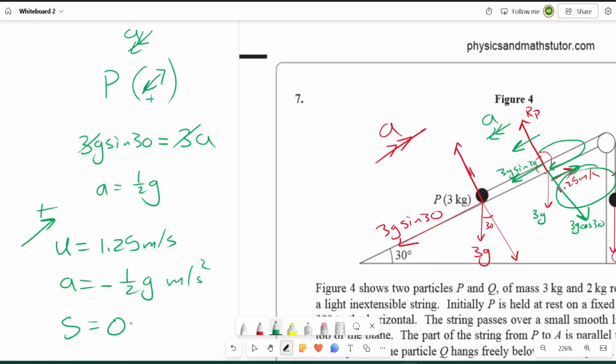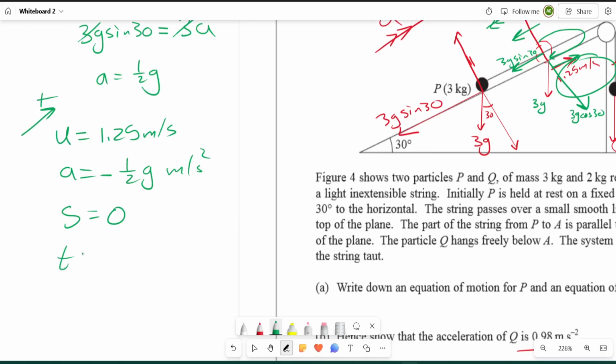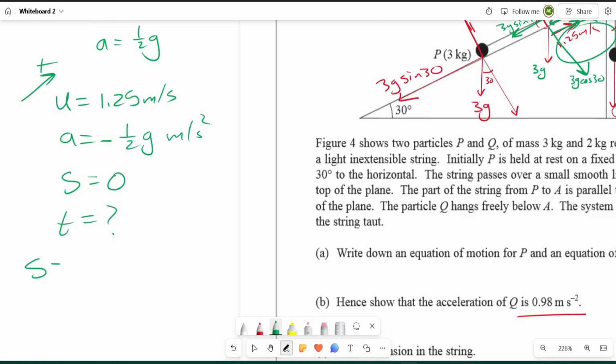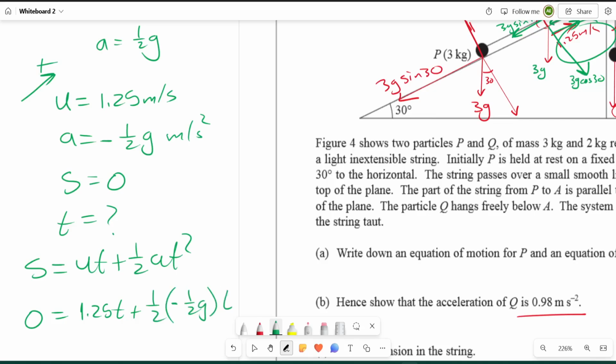Obviously, one of the solutions is going to be at time t equals 0 in the beginning, when it was just moving up; I have a displacement of 0. But it is going to go up and come back down again to this point, which is going to give me another value of time, and that is going to be my answer. So I want t. I did not mention v, so I'm going to use the equation s equals ut plus half at squared. So s, which is 0, equals u, which is positive 1.25, times t, plus half times acceleration, which is negative half g, multiplied by t squared.